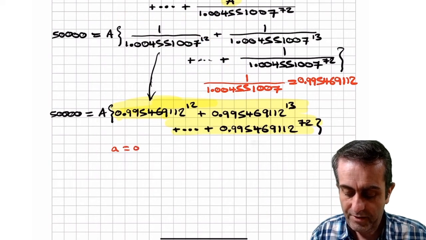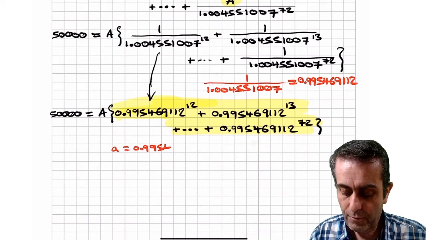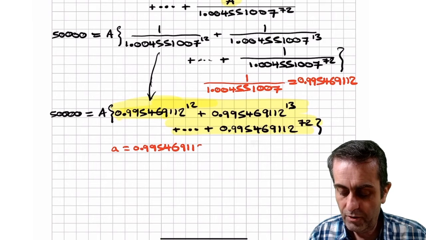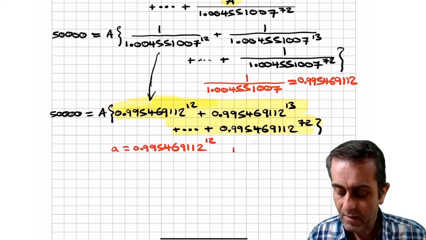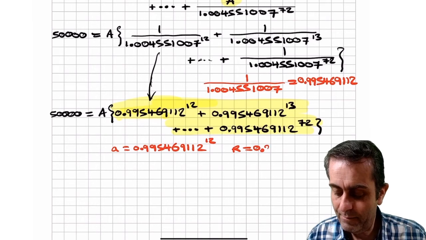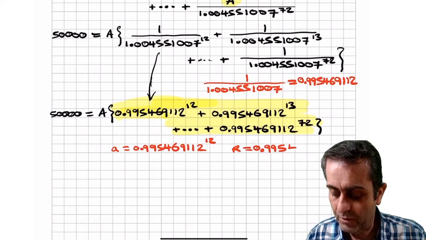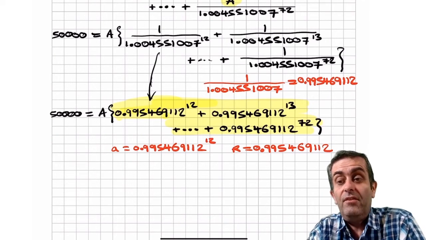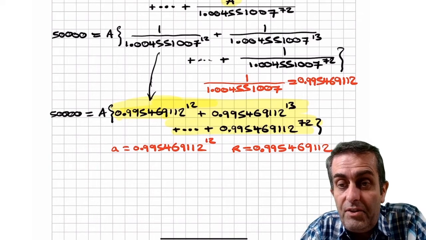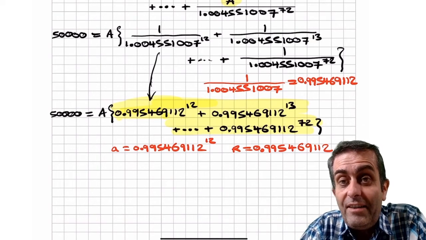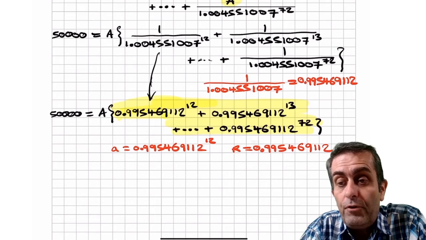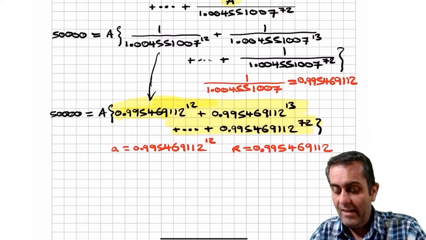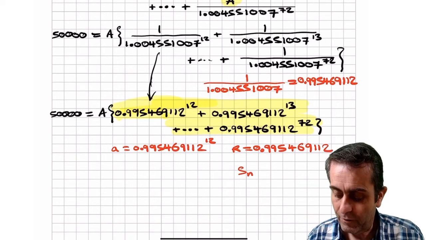So the first term, A, is equal to 0.995469112 to the power of 12. And the common ratio is again 0.995469112. Obviously, if the first term in the series is to the power of 12 and the second term is to the power of 13, that clearly means we must be multiplying by 0.995469112 each time.